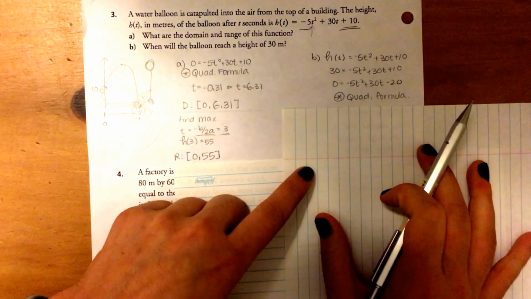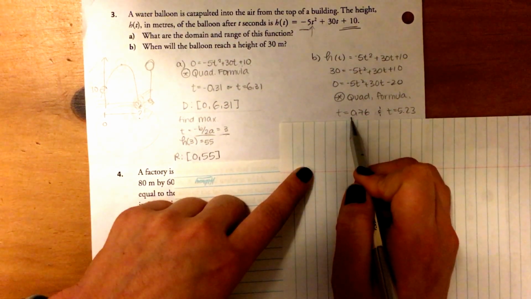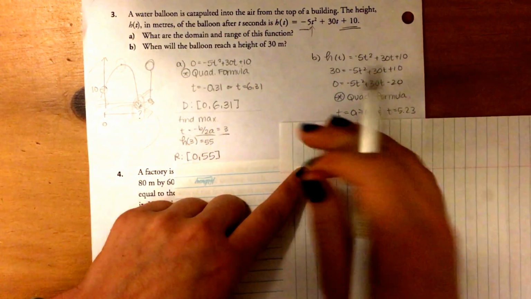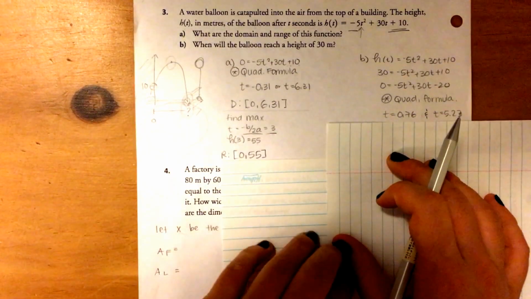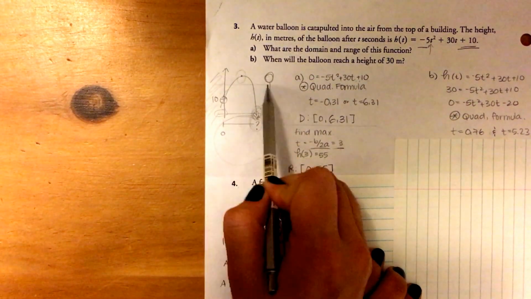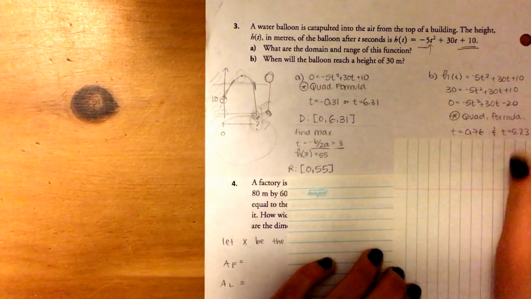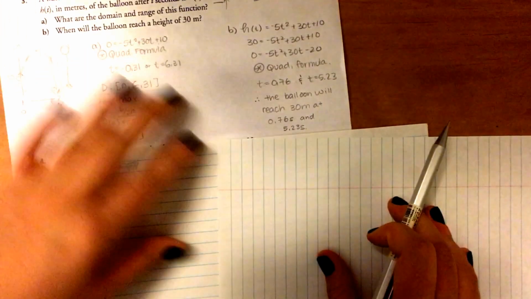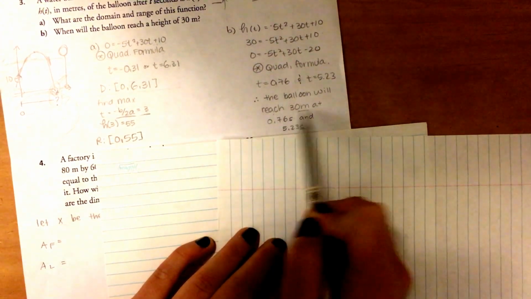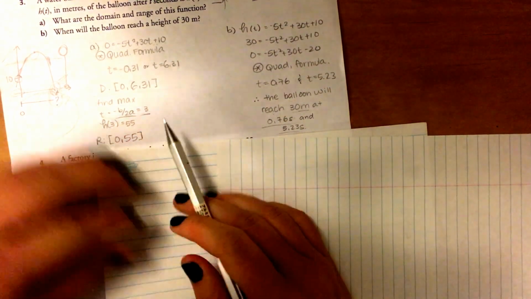Use the quadratic formula. And I have two answers: 0.76 and 5.23. That makes sense that I would have two answers because the ball will reach a height of 30. Let's go back to this diagram. Both on the way up, let's say this is about 30, and on the way down. So therefore, the balloon will reach a height of 30 meters at 0.76 seconds and 5.23 seconds.